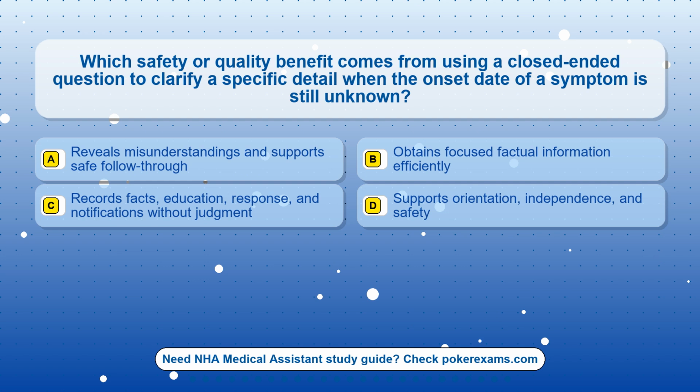Question 6. Which safety or quality benefit comes from using a closed-ended question to clarify a specific detail when the onset date of a symptom is still unknown? Option A. Reveals misunderstandings and supports safe follow-through. Option B. Obtains focused factual information efficiently. Option C. Records facts, education, response, and notifications without judgment. Option D. Supports orientation, independence, and safety.